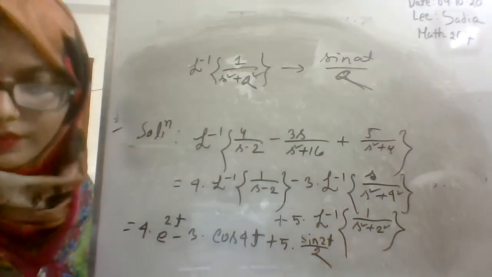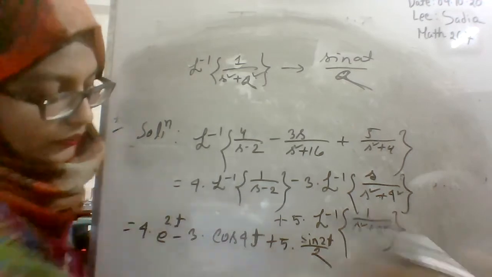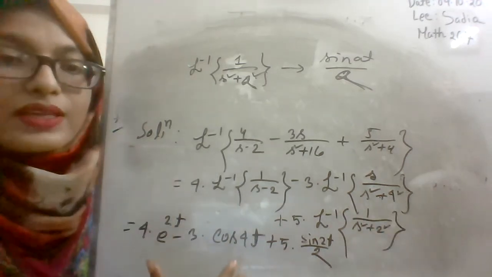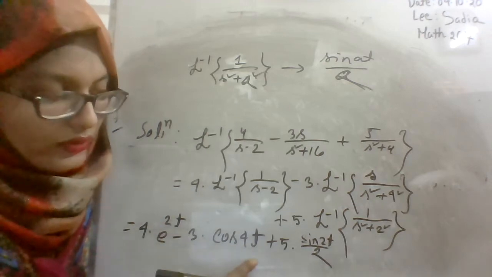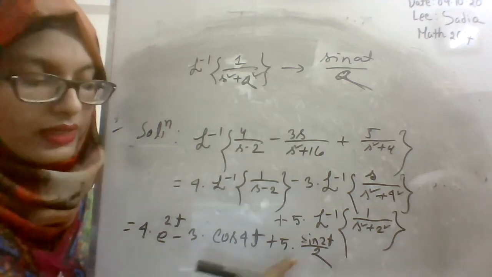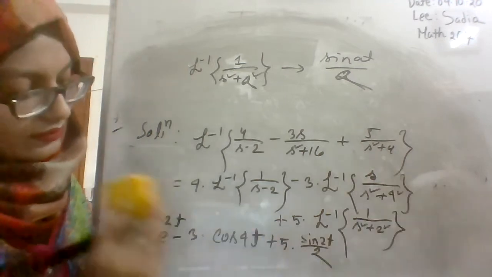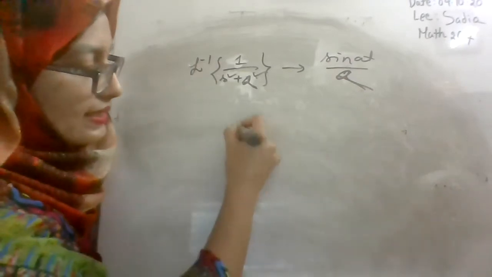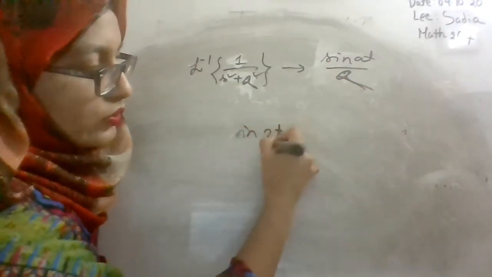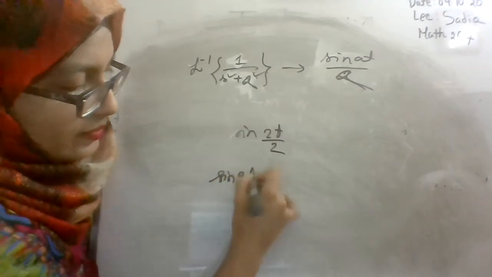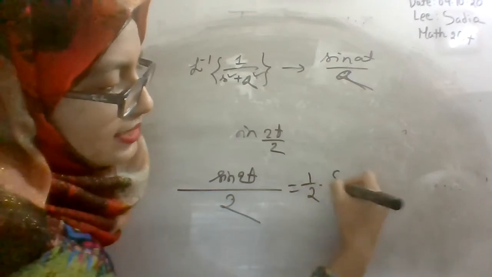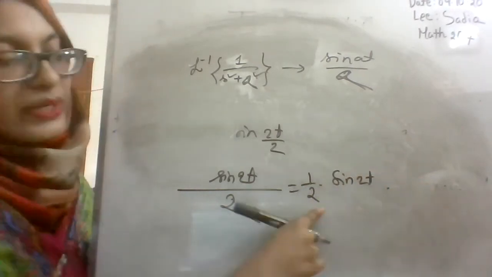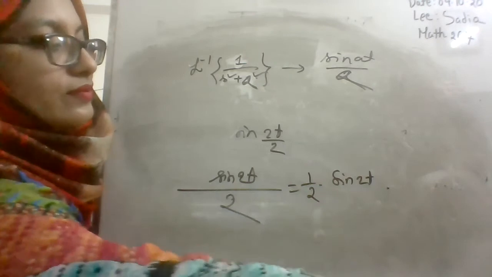So we have found the inverse Laplace transformation of our given function, which is 4 e to the power 2t minus 3 cos 4t plus 5 sin 2t by 2. And one thing: it is not sin 2t by, not 2. It is sin 2t divided by 2. You can write it as half of sin 2t. Be careful about that.